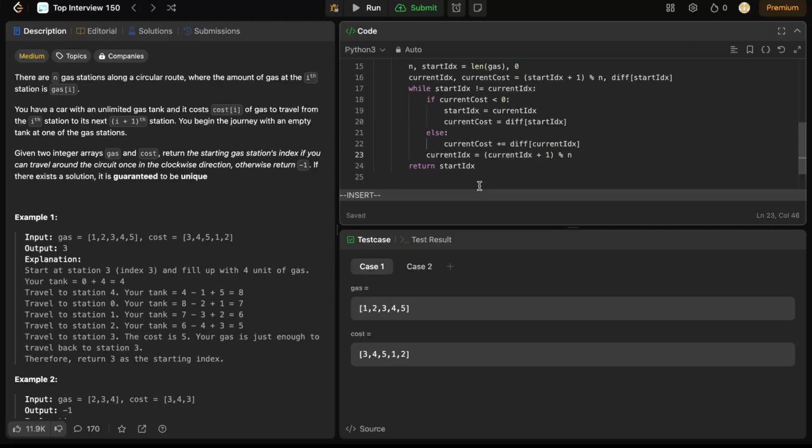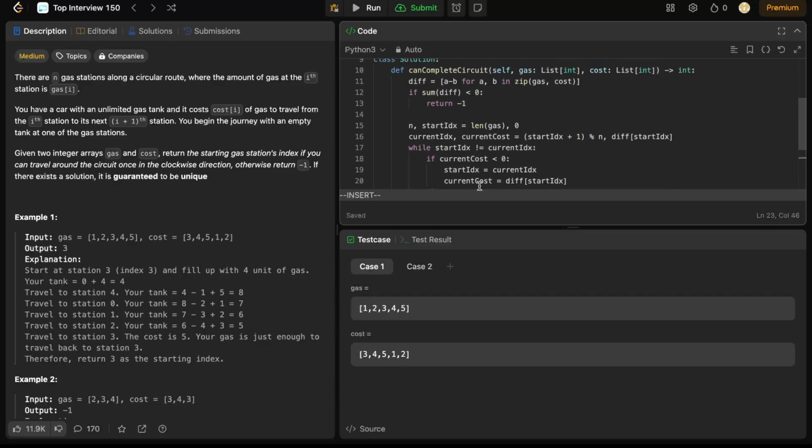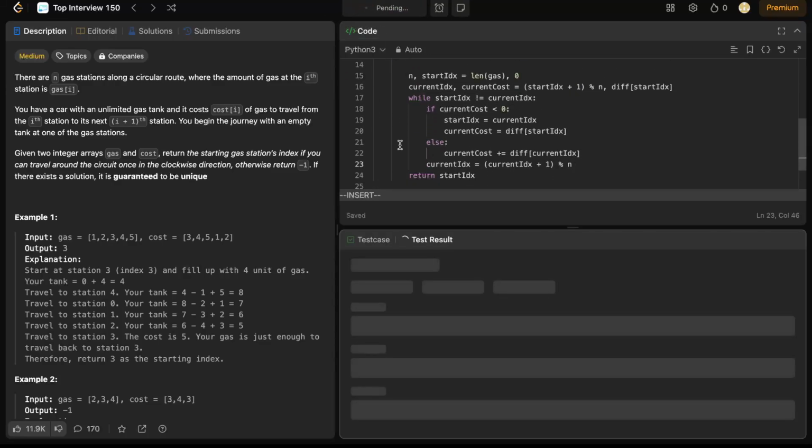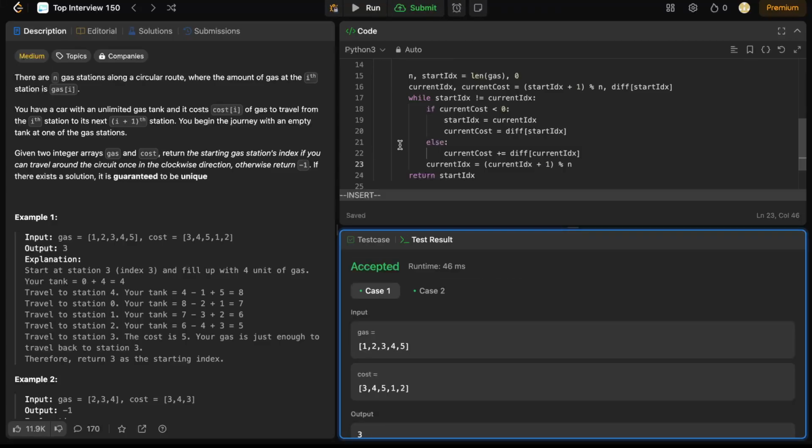So I think this should work. Let's give it a shot. Okay, let's submit the solution.